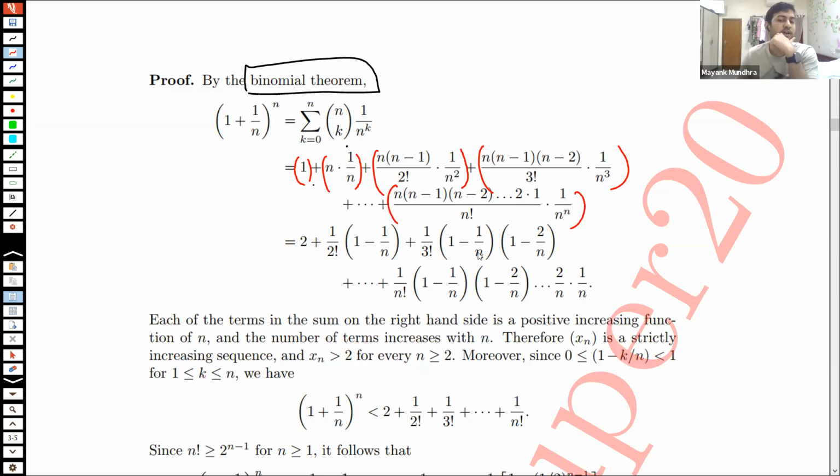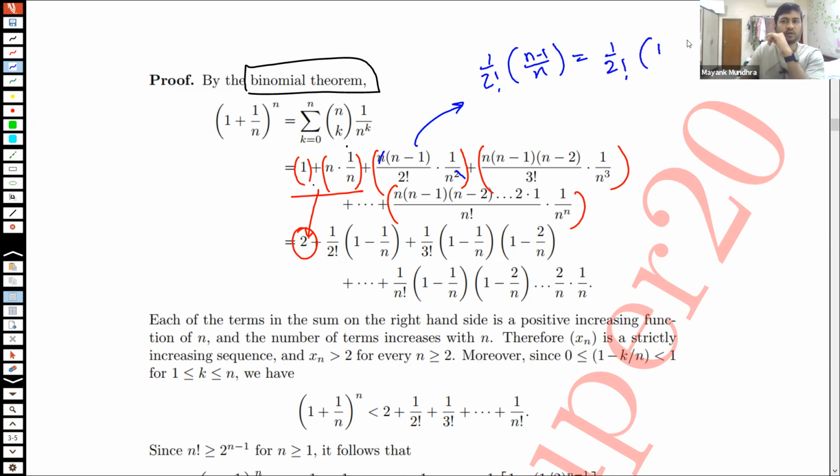These are the different terms I want you to focus on. 1 plus this thing becomes 1, so 1 plus 1 is 2. So this thing goes here. Right. n into n minus 1 by 2 factorial into 1 by n square. So 1 n cancels with this 1 n. This becomes n minus 1 upon 2 factorial. So this thing would become 1 by 2 factorial into n minus 1 by n, which is basically 1 by 2 factorial into 1 minus 1 by n. So that's what's written.